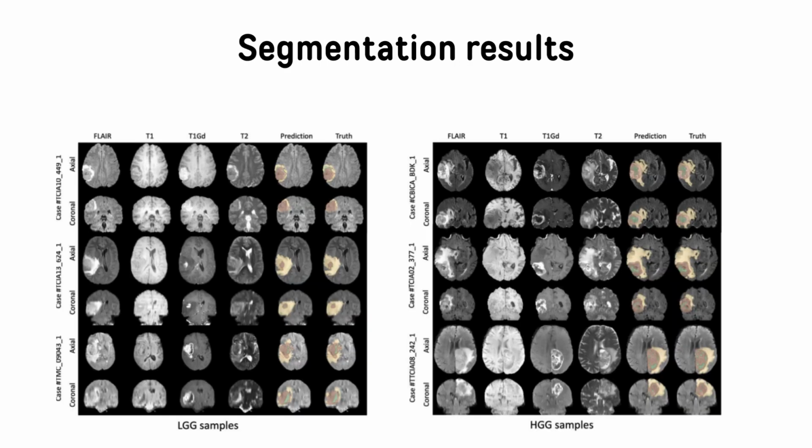The segmentation result, although it doesn't look so clear, here we have taken three different samples from the two categories, that is the low grade glioma and the high grade glioma, which is on the right.